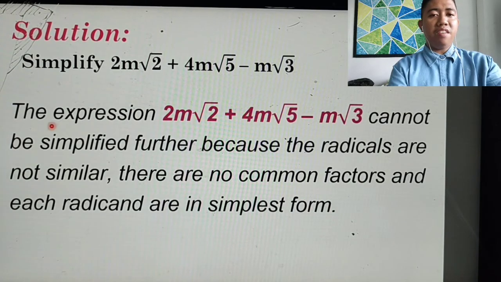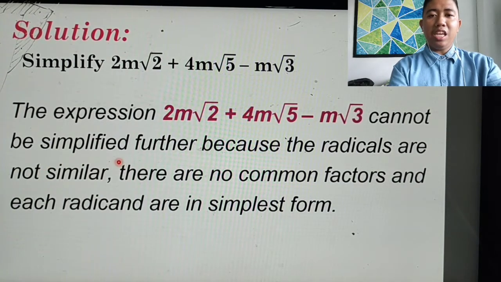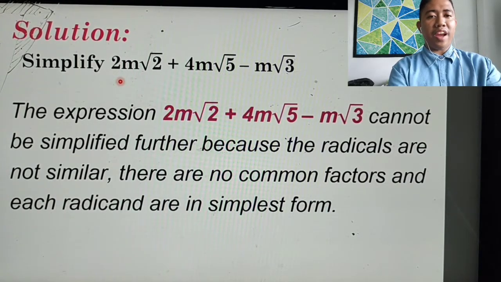So in this case, the given radical expression 2m times the square root of 2 plus 4m times the square root of 5 minus m times the square root of 3 cannot be simplified further. Why? Because the radicands are not similar. Since the square root of 2, square root of 5, and square root of 3 are different, there are no common factors and each radicand is in simplest form. So the answer is still the same. My dear friends and students, let us proceed to the next illustrative example.